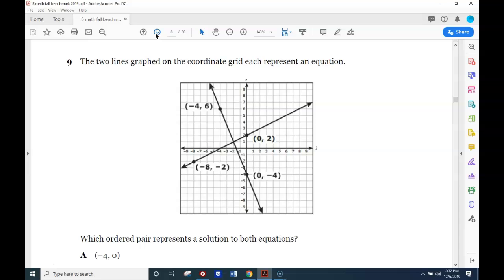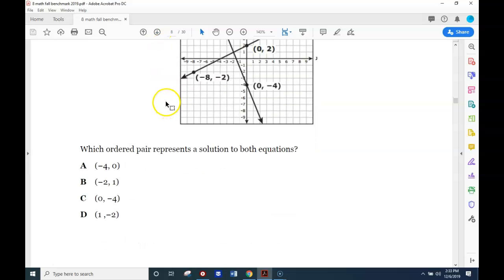Number 9. The two lines graphed on the coordinate grid each represent an equation. Which ordered pair represents a solution to both equations? A. (-4, 0), B. (-2, 1), C. (0, -4), D. (1, -2).